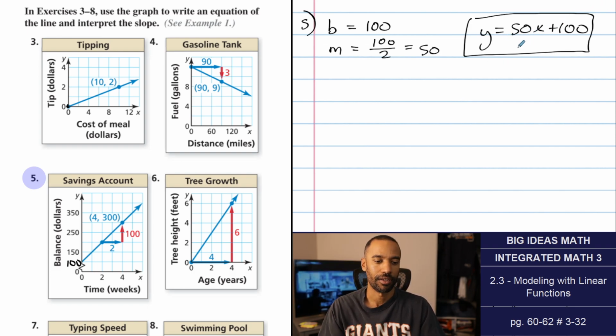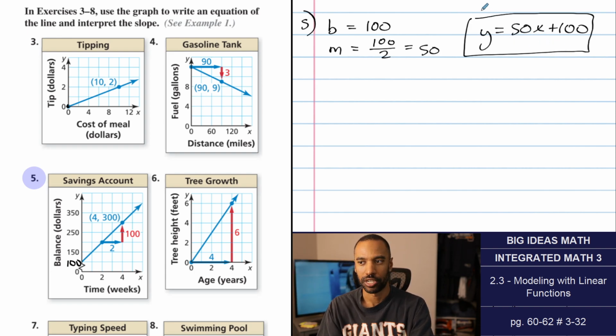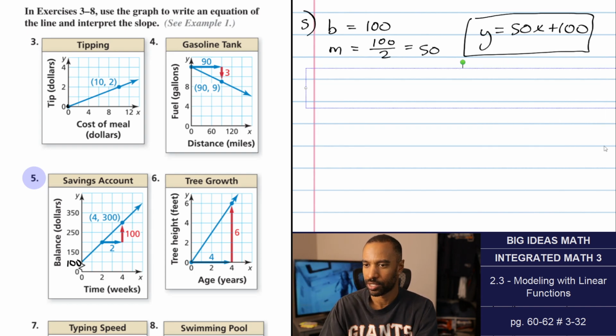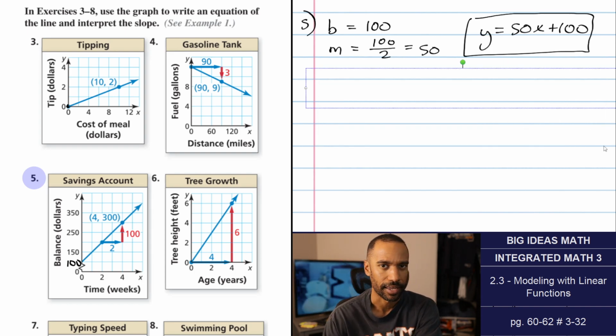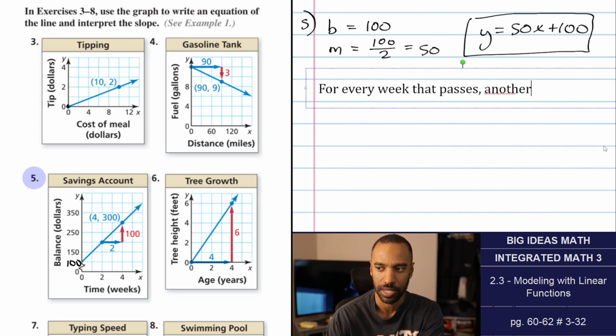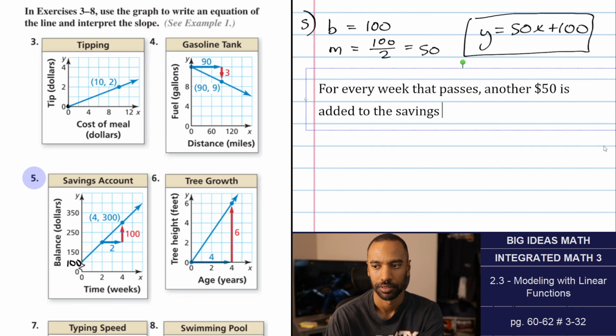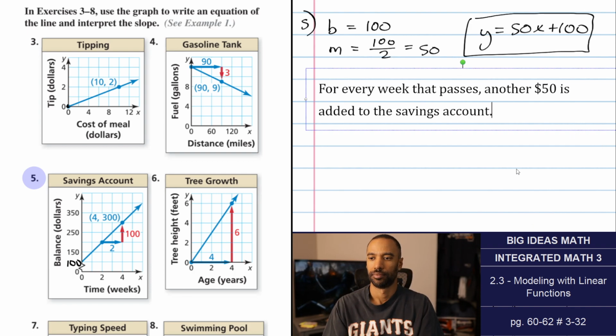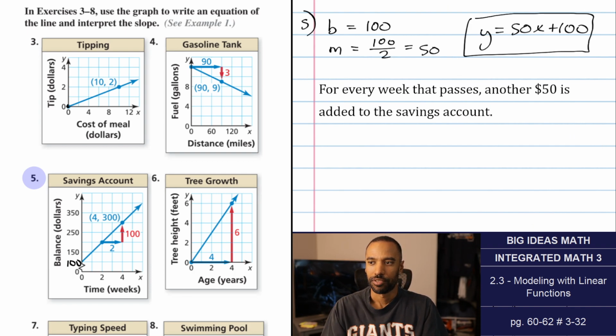That means every 1 week, right? The 50 over 1 is every week there's an additional $50 added or deposited or whatever. I don't know if we're earning it or how it's working. I guess we're adding. Every 1 week, another $50 is added to the savings account. Okay, 50 is 50 over 1. It's the reduced fraction of that.